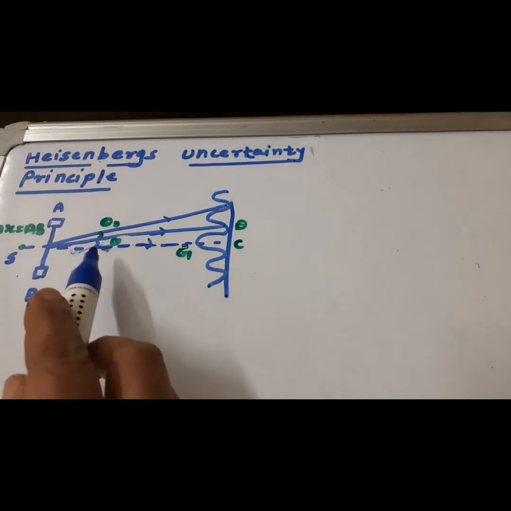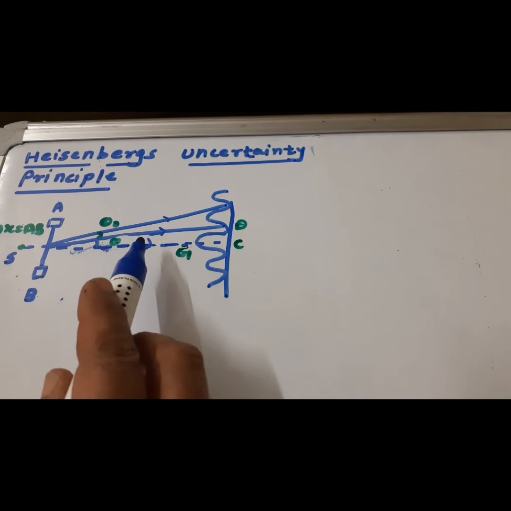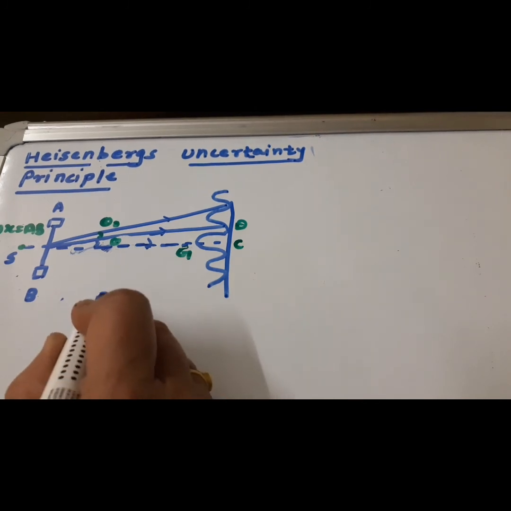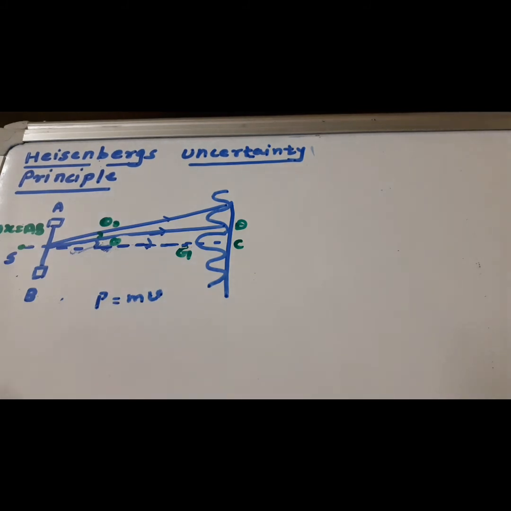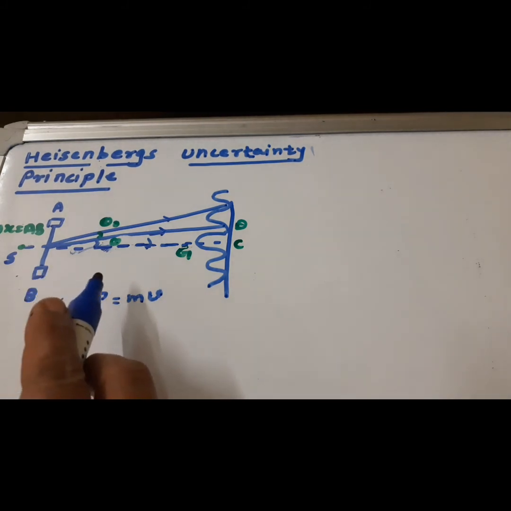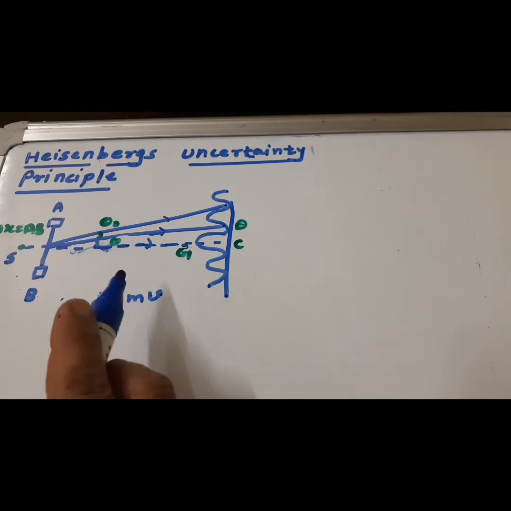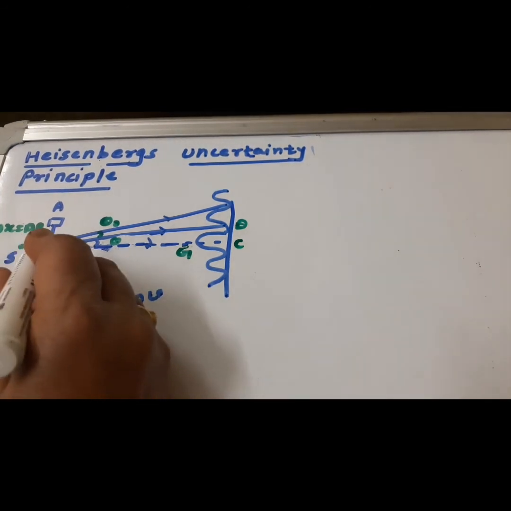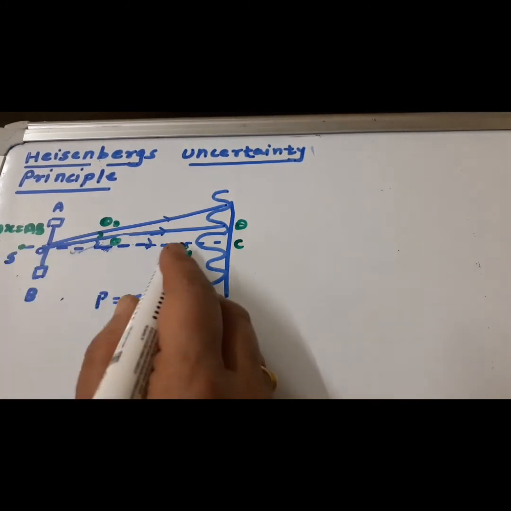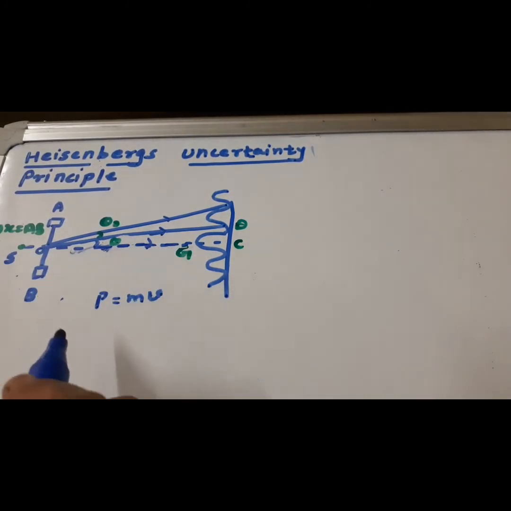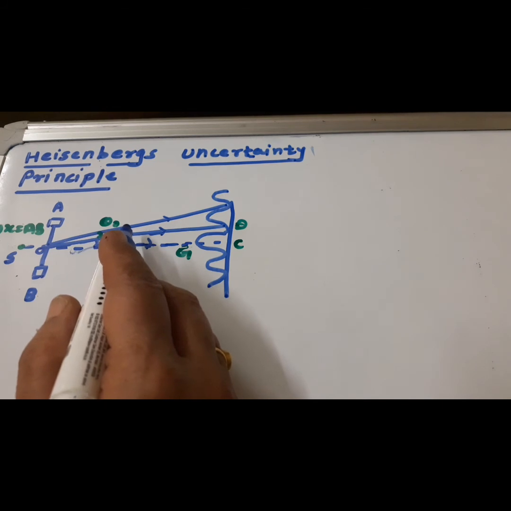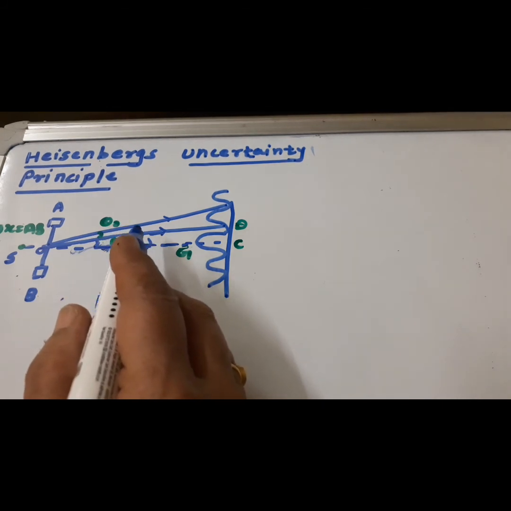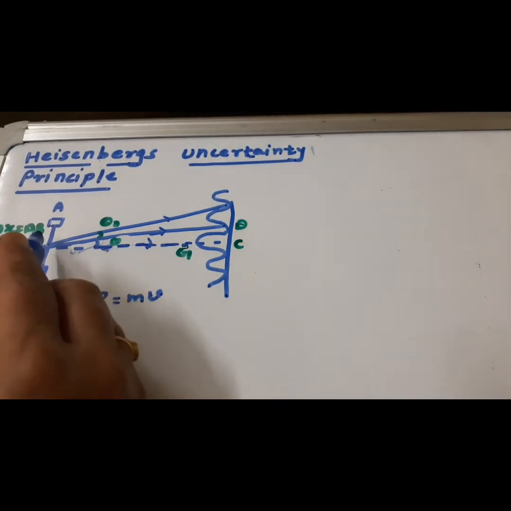Before entering the slit, the electron has definite momentum, and this definite momentum is p equal to mv, isn't it? After passing through the slit, the electron gets diffracted and acquires a momentum along OG. This is the origin O and this is OG. The angular deflection theta, what is theta here? Theta is the diffracted angle, also called the angular deflection, and this depends upon the component of the momentum that is parallel to the slit.